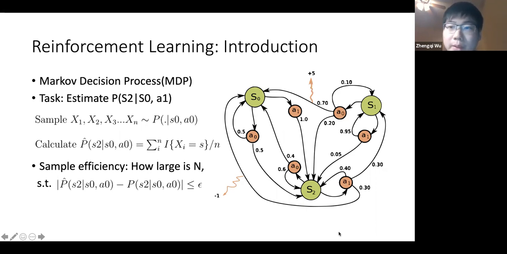So a very natural way is to take samples. We take n IID samples from this probability, and we use the unbiased estimator to estimate the probability. So we care about the sample efficiency, like how many samples we need to take in order to make the estimation error smaller than some epsilon. That's a problem in reinforcement learning. Next, please.